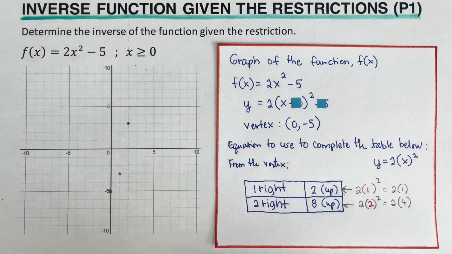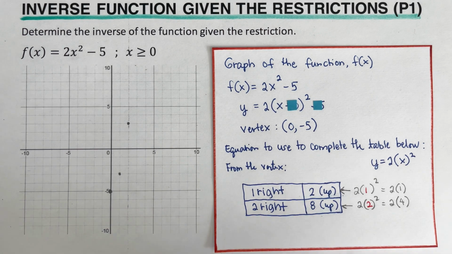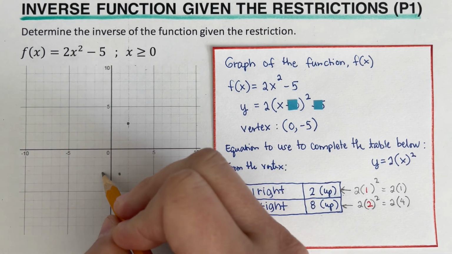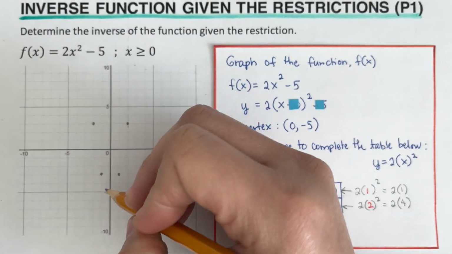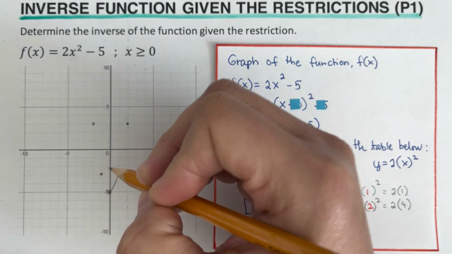Since this is a quadratic equation, we reflect it on the other side. Then we draw this parabola that we have right here. So I can go ahead and sketch this.